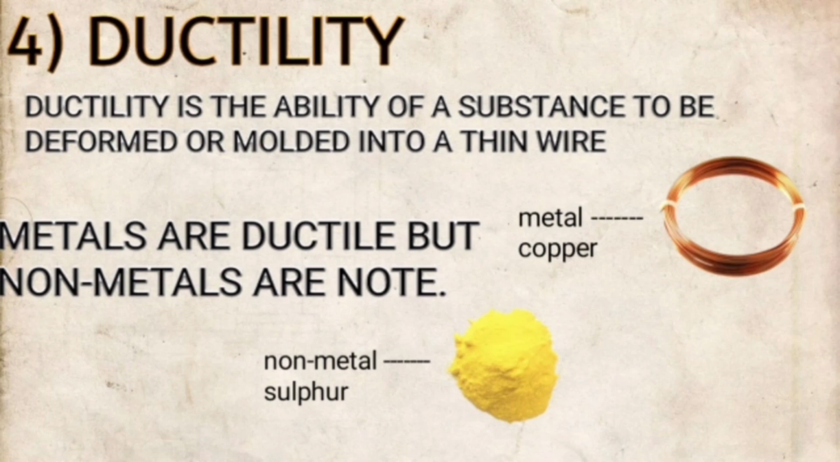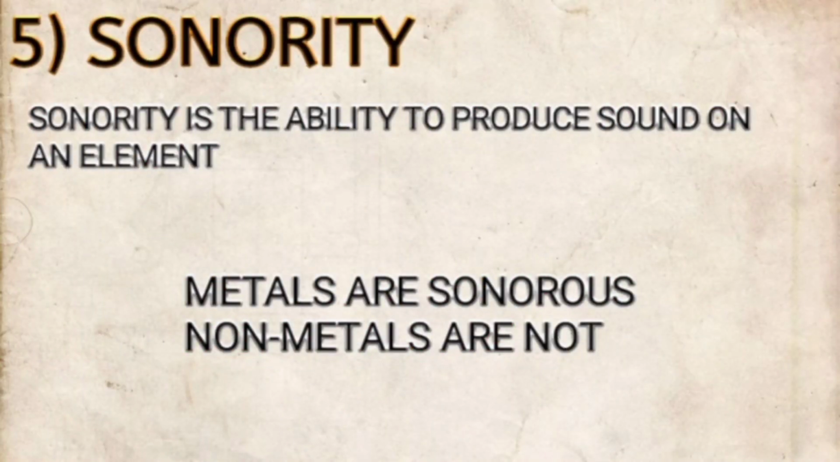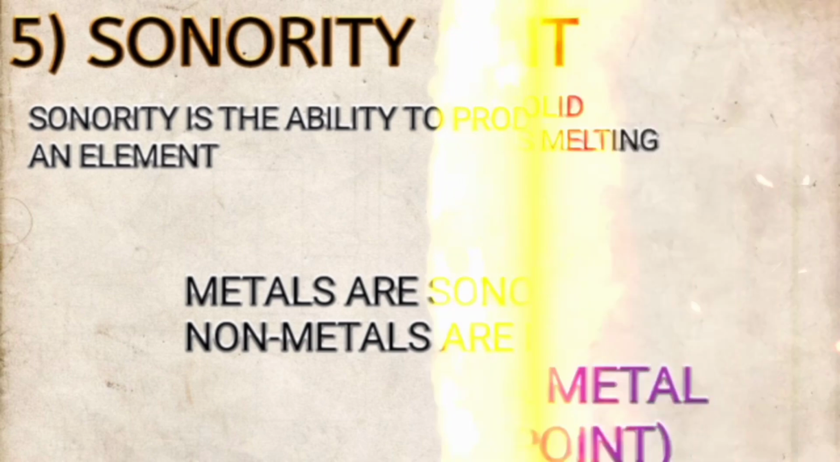The fourth is ductility. Ductility is the ability to form an element into a thin wire. Metals are ductile and can form wire, but non-metals are not ductile. For example, you can make wire of copper, but if you try to make wire from sulfur it will just become powder. Fifth is sonority. Sonority is the ability to produce sound. Metals are sonorous while non-metals are not.